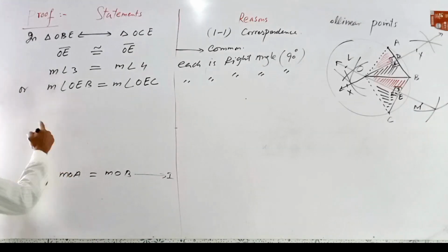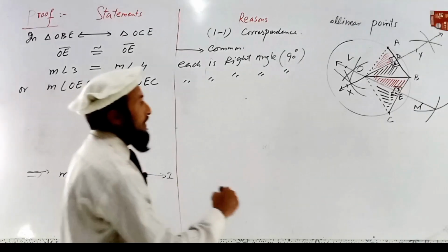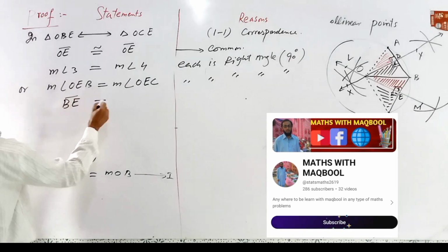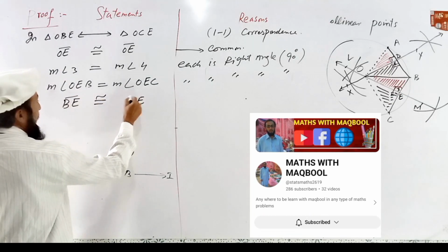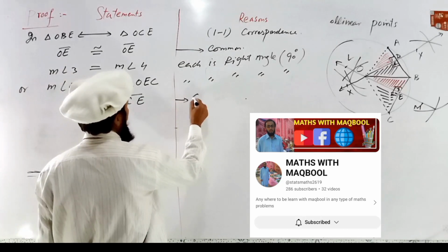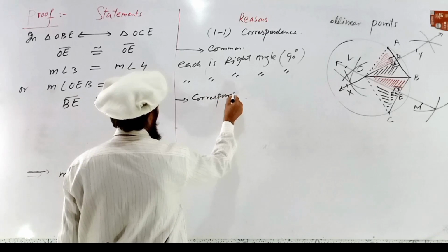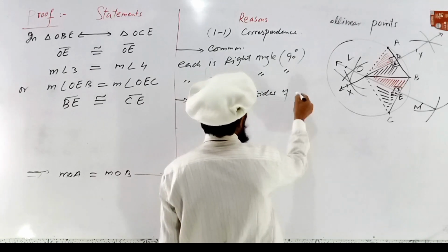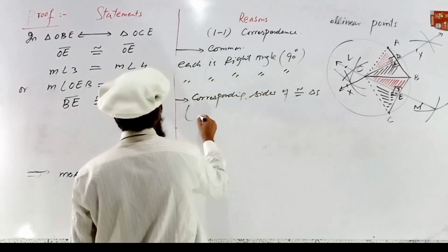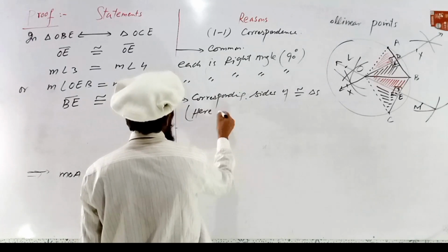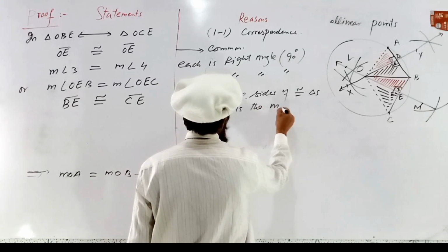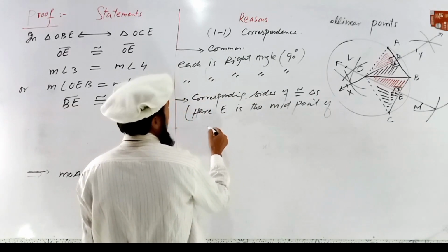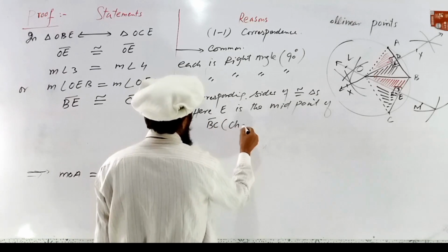Now we compare the sides BE and CE. The side BE is congruent to CE, corresponding sides of congruent triangles, or we can say that E is the midpoint of BC, that is equal to the chord.